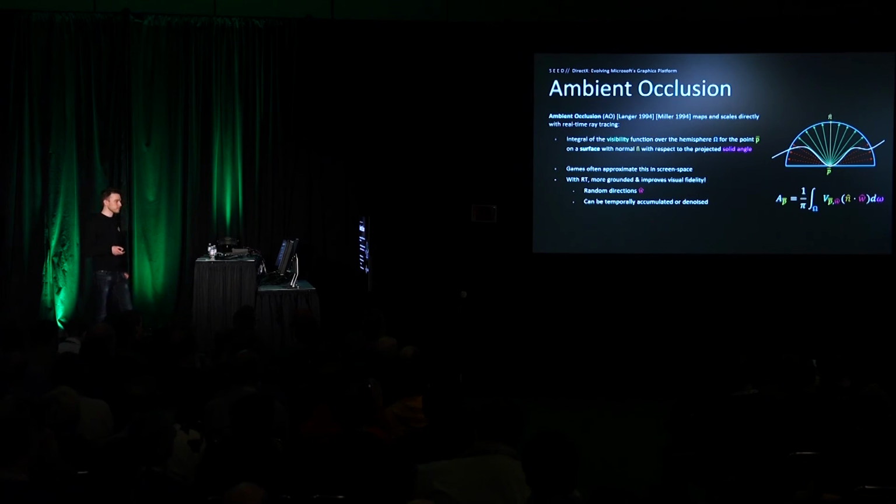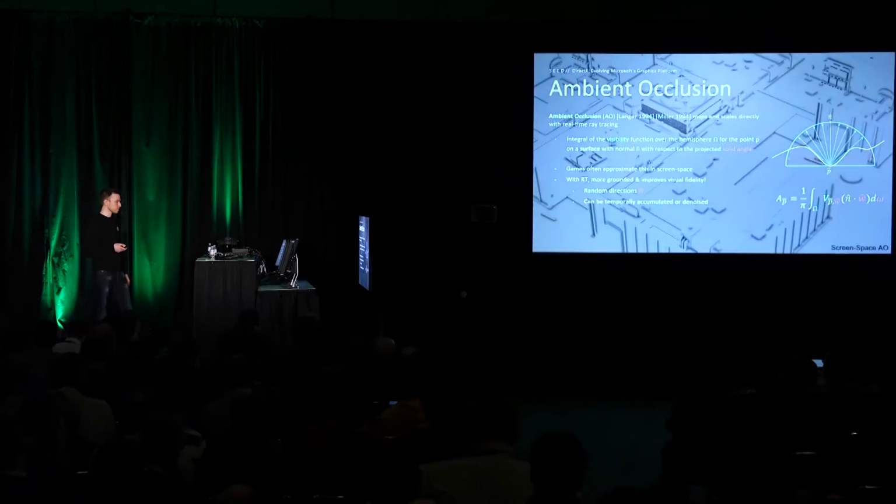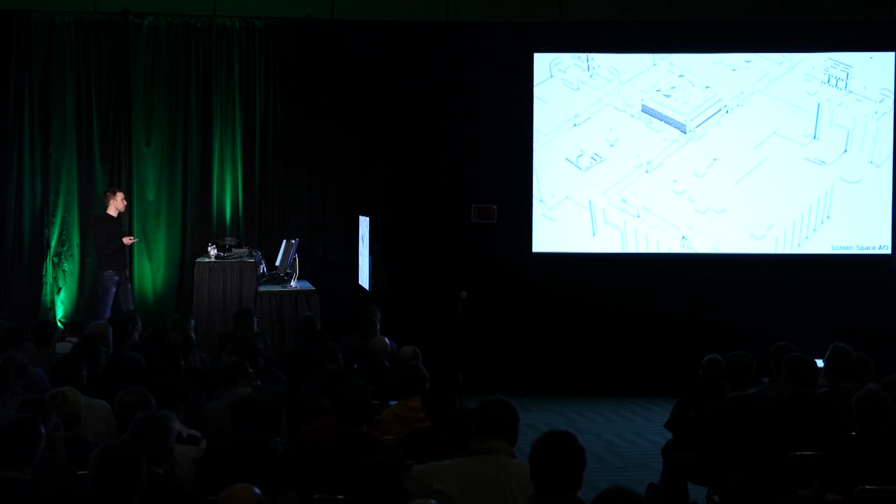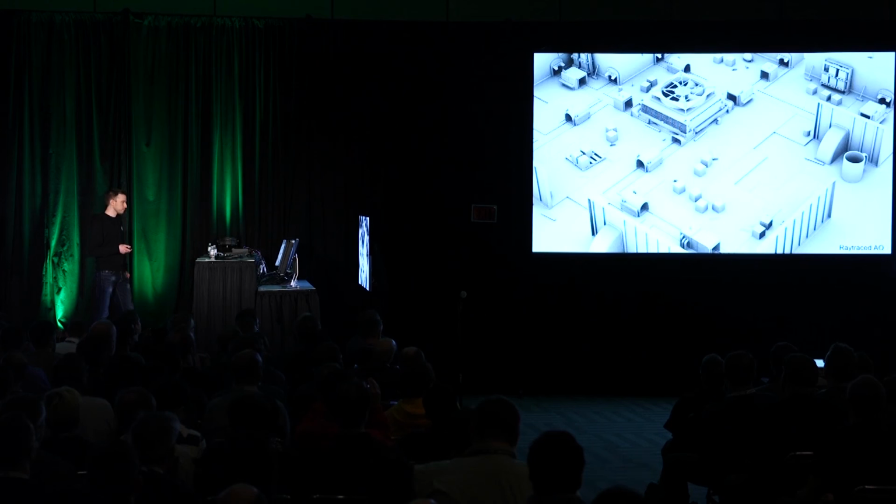Obviously, another technique that maps and scales well to real-time ray tracing is ambient occlusion. So, since ambient occlusion is the integral of the visibility function over the hemisphere, we get more grounded results because all the random directions that we use during sampling actually end up in the scene, unlike with screen space techniques, where rays can go either outside the screen or the hit point is just not visible. And so let's look at some results. So this is a basic screen space AO. Looks pretty good. But this is ray traced AO, which obviously looks much more grounded.